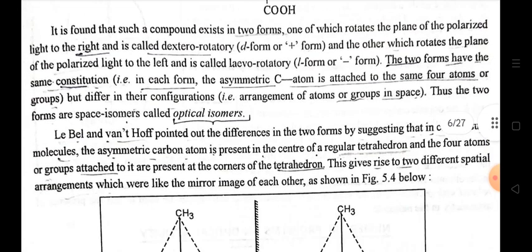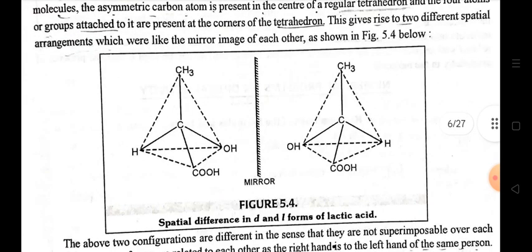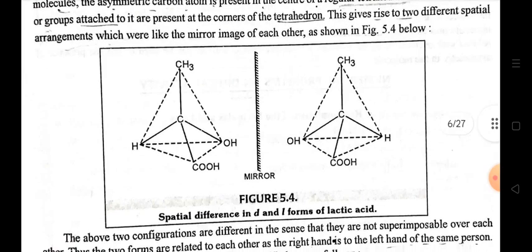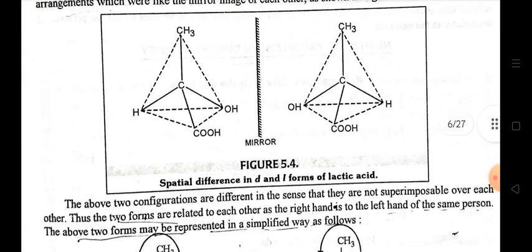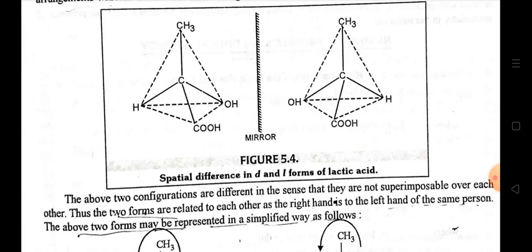Le Bel and Van 't Hoff pointed out the difference in the two forms by suggesting that in case of such a molecule, the asymmetric carbon atom is present in the center of a regular tetrahedron and the four atoms or groups attached to it are present at the corners of the tetrahedron. This gave rise to two different spatial arrangements which were like the mirror image of each other as shown in figure 5.4 below. Spatial difference in D and L form of lactic acid shown in figure 5.4. The above two configurations are different in the sense that they are not superimposable over each other, thus the two forms are related to each other as the right hand is to the left hand of the same person.